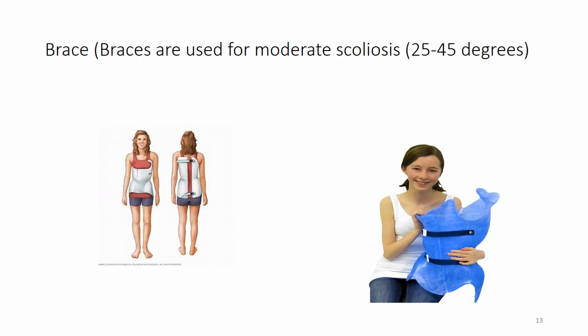So when the child is first diagnosed, if their degree is under 45 and they're young, it's considered moderate. So they'll actually put the child in a brace, and they want it on 24/7, but the child could have it off for showering, and they need to sleep in it as well. There's a couple different braces. There's a Milwaukee brace, which is probably what I'm showing you here, probably the most common one used.